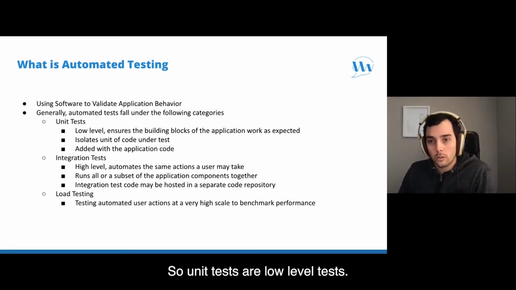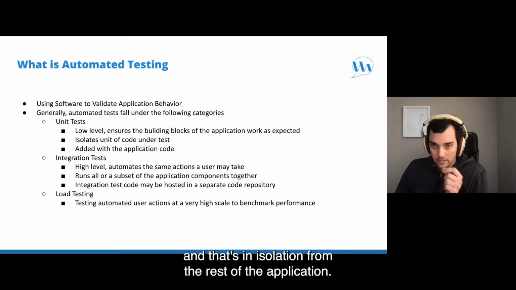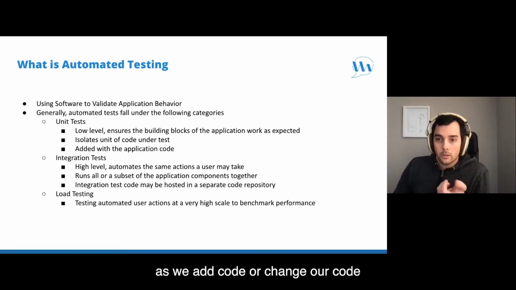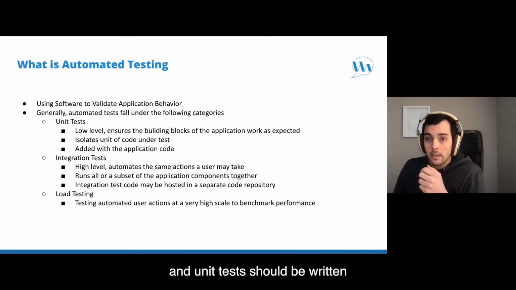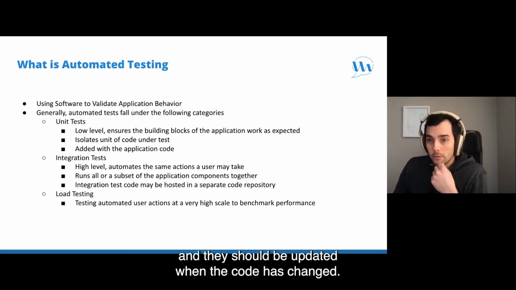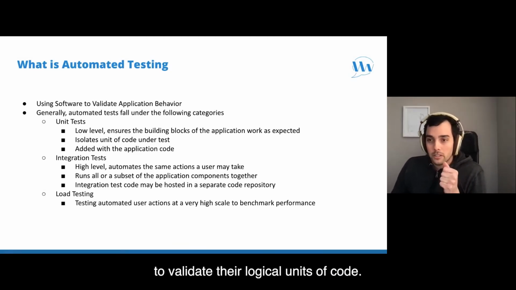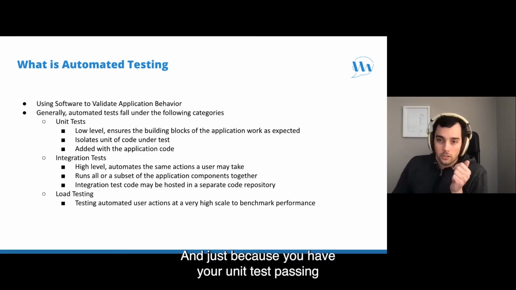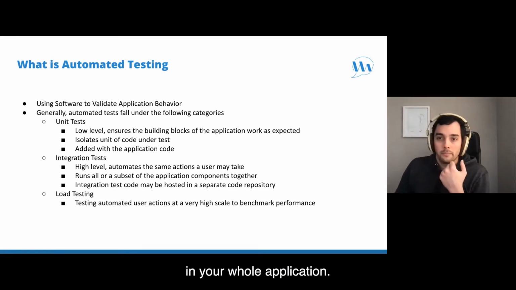Unit tests are low-level tests. They test small units of code, and that's in isolation from the rest of the application. So these ensure that as we add code or change our code, the building blocks continue to work as expected. And unit tests should be written whenever there's new code added, and they should be updated when the code is changed. Unit tests are more for the developer to validate their logical units of code. And just because you have your unit tests passing doesn't necessarily mean there are no bugs in your whole application.